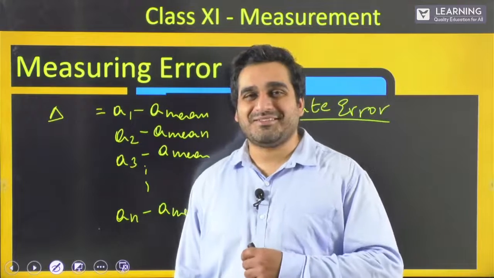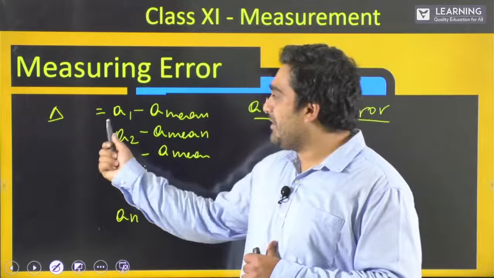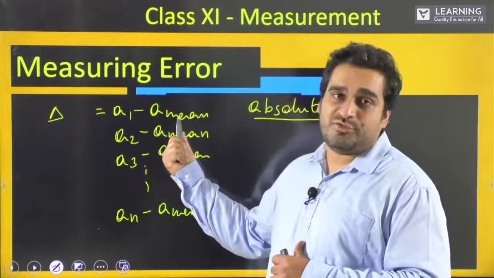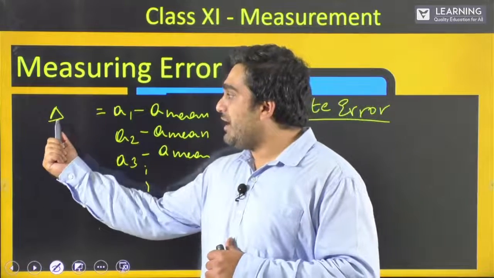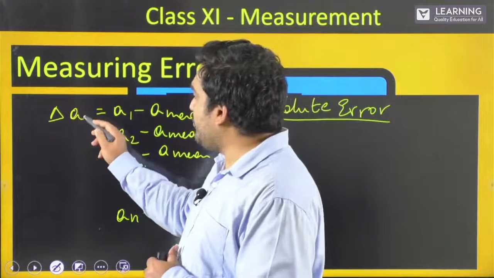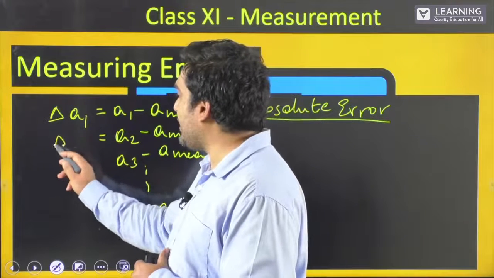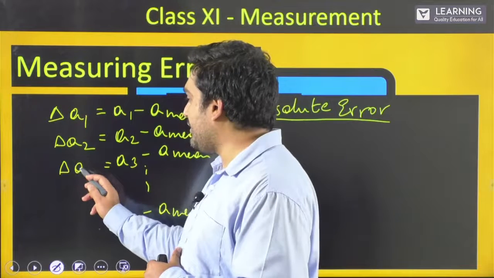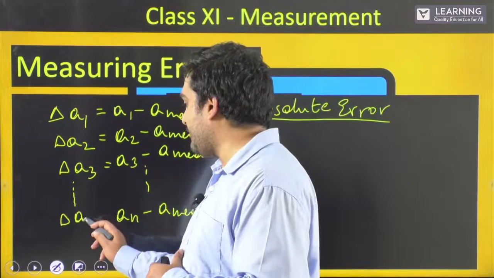So we were discussing absolute error, the difference between the measurement that we make minus the true measurement of a given object. The difference is given by the Greek letter delta, and for the difference we write delta A1. Similarly, we do delta A2, delta A3, and so on and so forth up to delta AN.